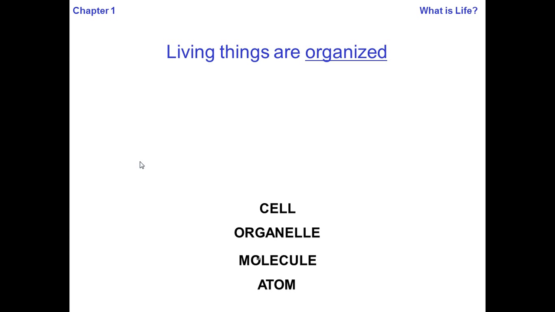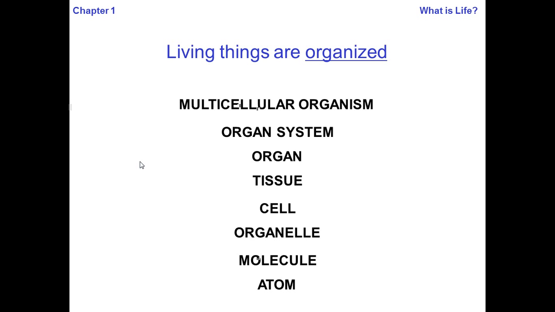Then you have those organelles combining to make a cell. Cells that have the same job combine to make tissue, like skin tissue, muscle tissue. Then you can have a number of those tissues combining to do a different job, which becomes an organ. Your heart, your lungs, your liver, your brain, your skin, those are all organs. Those organs combine to become an organ system. For example, your heart, lungs, blood vessels, and the blood that they carry is the cardiovascular system. And lastly, you have the multicellular organism.